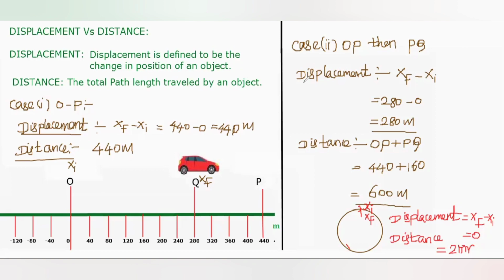Even sometimes the displacement may be 0, like when the object is moving in a circular path, but the distance is not necessarily 0 or the same as the displacement. So now we have discussed what displacement is, the definition, what distance is, and the difference between displacement and distance, with one numerical example. Now we are going to discuss the next topic.